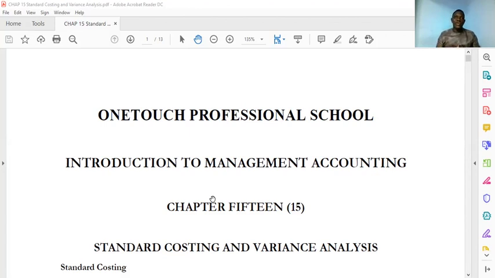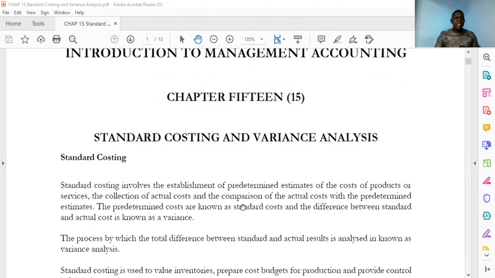So this serves as a form of control measure to assess the performance of a company and its managers. That is basically what we are going to look at under standard costing and variance analysis. Now, standard costing.